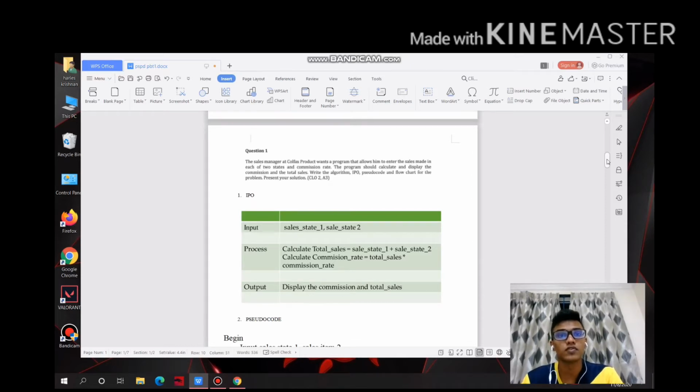So question 1, the sales manager at Complex Product wants a program that allows him to enter the sales made in each of two states and commission rate. So we need to do the IPO, pseudocode, algorithm and flowchart for the problem.